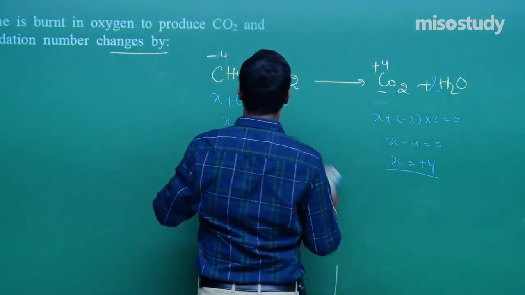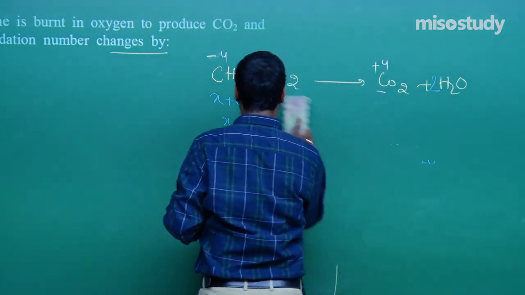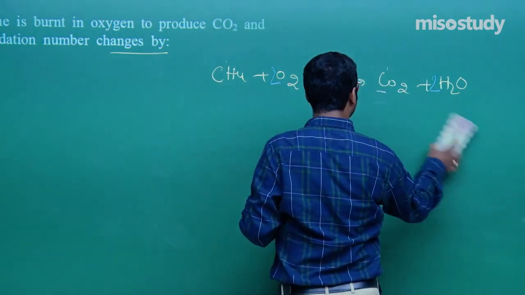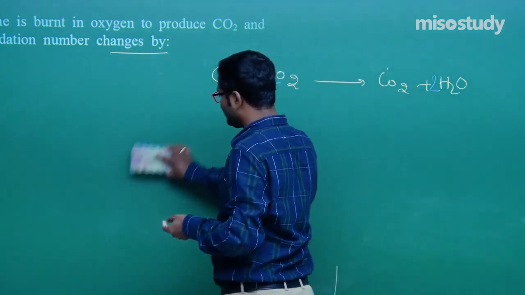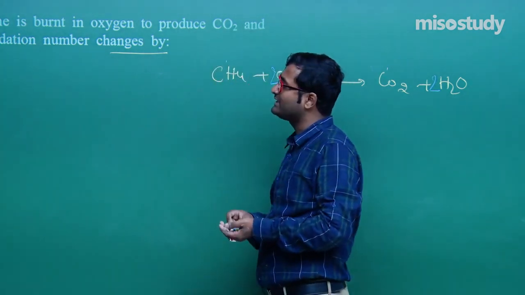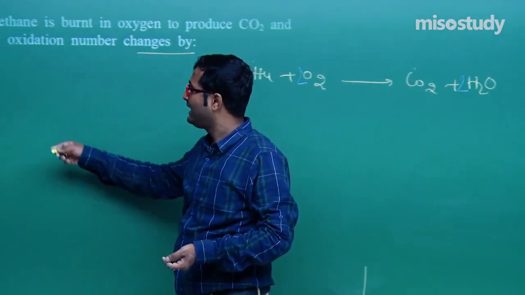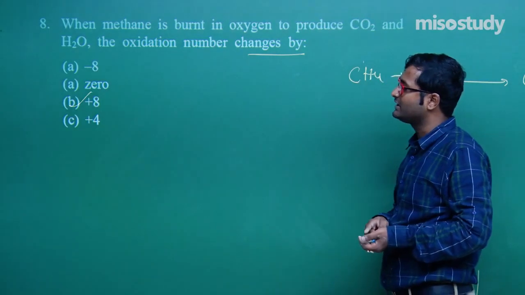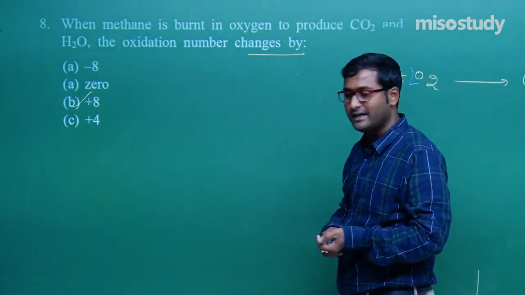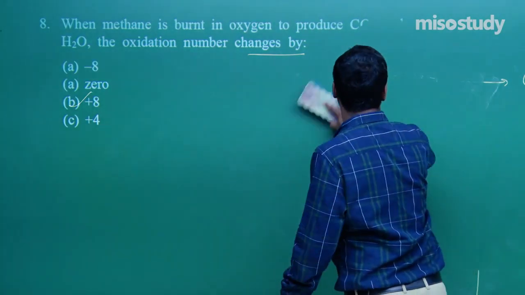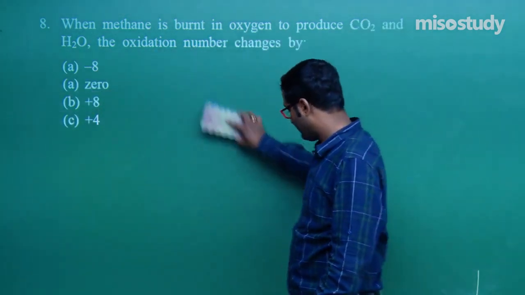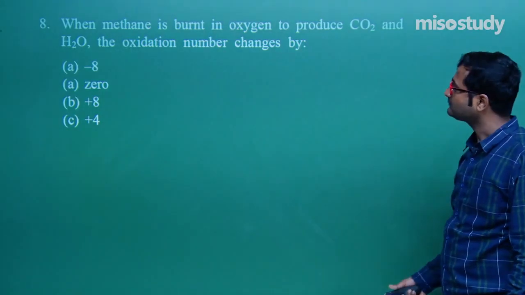Now the overall change is -4 to +4. So total change in oxidation state, tell me friend, total change in oxidation state is 8. The oxidation number changes by 8. -4 to +4, the total oxidation state changes by 8. Clear? Now I am going to rub this part and we'll discuss the next one.